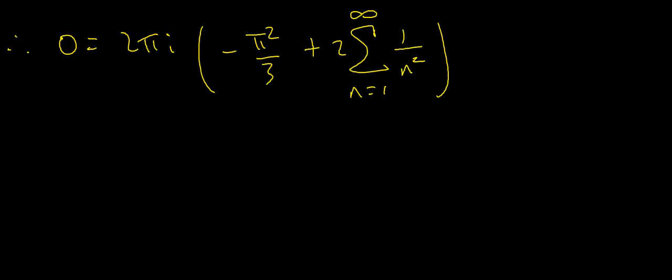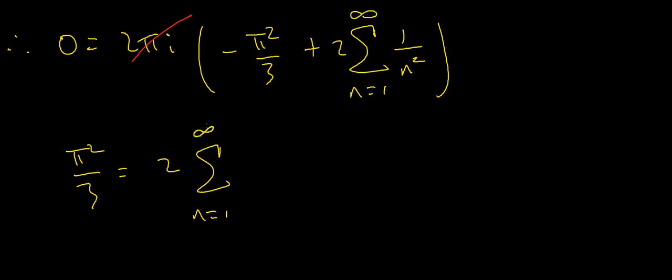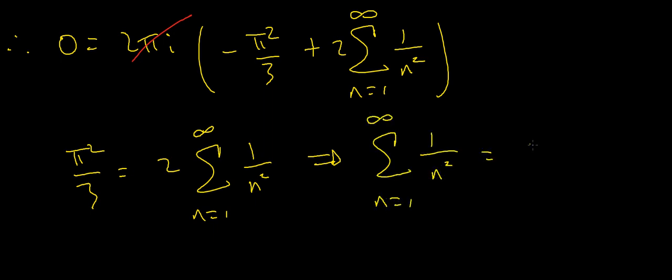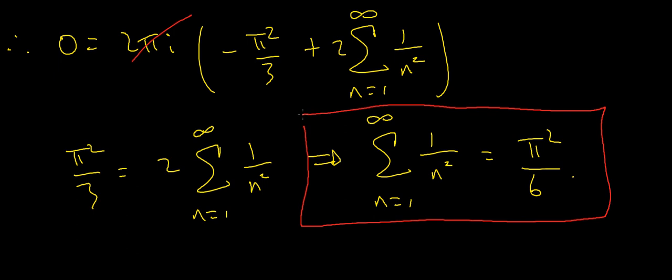And if I divide both sides by 2i, then I can easily get rid of this term. And then if I add pi squared over 3 to both sides, I get pi squared over 3 is equal to 2 times the sum as n goes from 1 to infinity of 1 over n squared. You can see where I'm going with this. So therefore, the sum as n goes from 1 to infinity of 1 over n squared is equal to pi squared over 6. And that is a result that we've all been waiting for. That's the solution to the Basel problem expressed in the language of complex analysis.